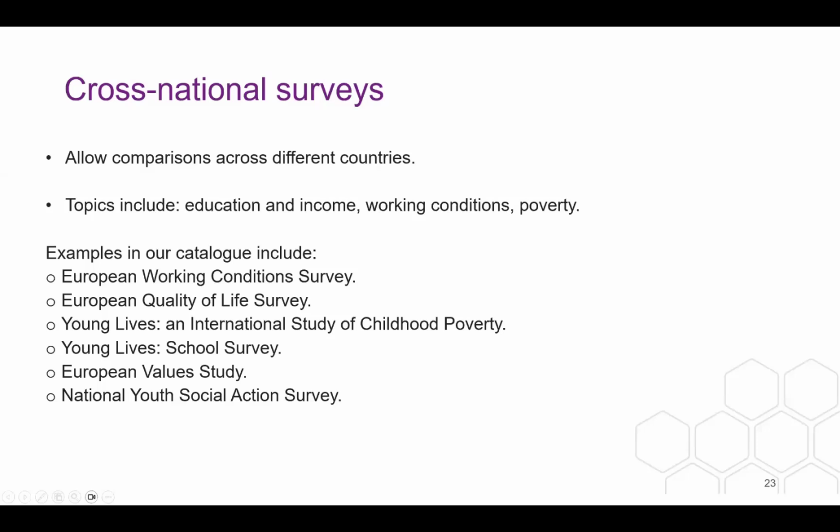There's another type of microdata that I would like to mention briefly, which is cross-national surveys. These surveys use the same survey instrument, and where possible, the same methodology and fieldwork protocols. They allow for comparisons to be made across many countries and nations. Common topics covered include education, income, working conditions, and poverty.